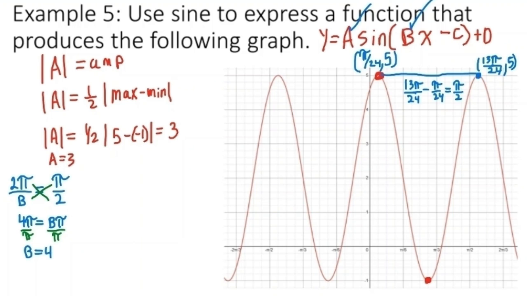Since our amplitude is 3, from our maximum point, we're going to go down 3 units. And when we do, we land here at y equals 2. So our midline is at y equals 2, which tells us d equals 2. Now to figure out our value for c.